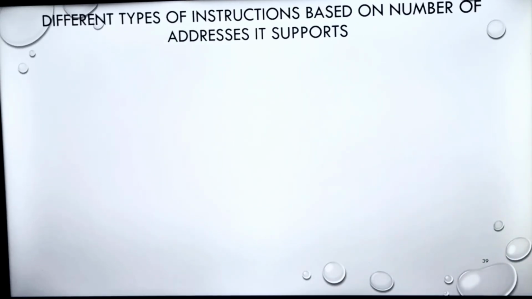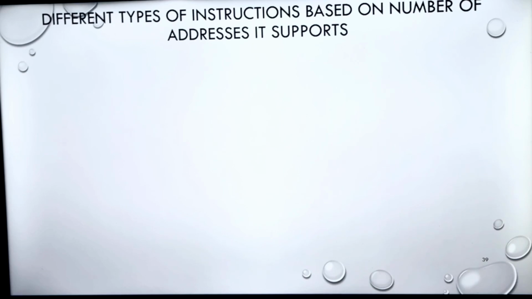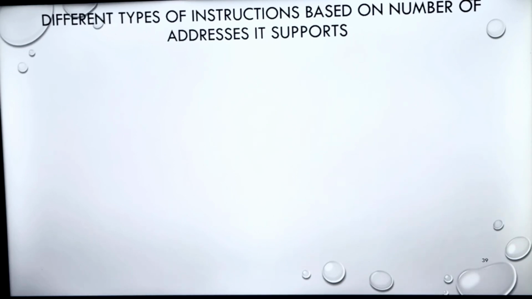I will start with a simple topic, which talks about different types of instructions based on the number of addresses they support. Whenever we write some instruction, it may be anything, load, move, store, whatever, there are some memory locations or memory addresses we write along with the instruction, right? Do you agree with me? Yes, we write like that.